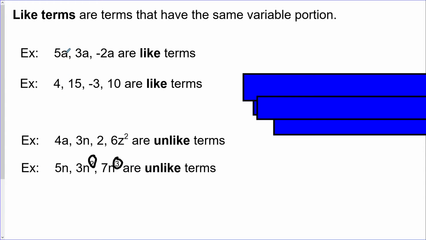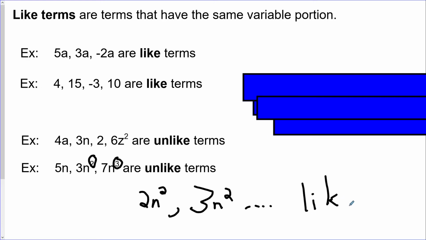They must all have the same exponent, which in the case of our first example up there is none. It is possible for them to have an exponent. So for example, if they all had an n squared on them, if we had 2n squared, 3n squared, and so on, those are like terms, because they have the same variable portion, meaning variable and exponent.